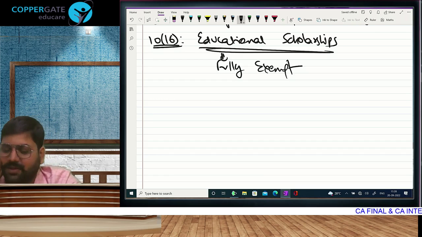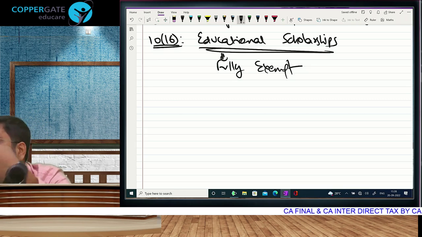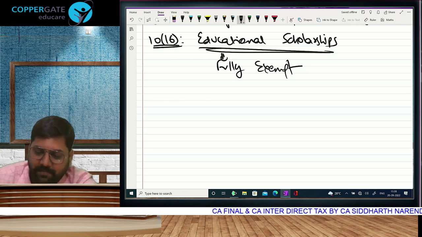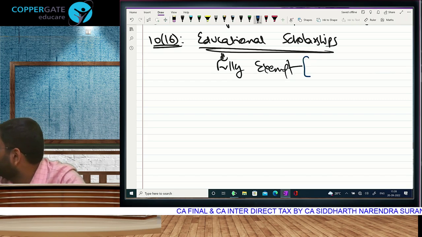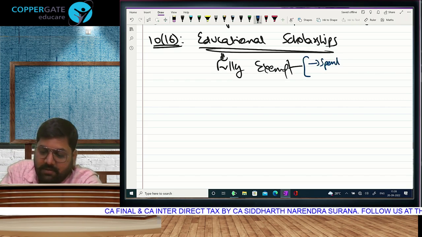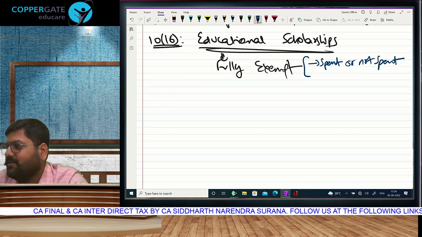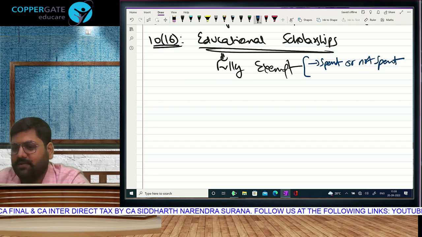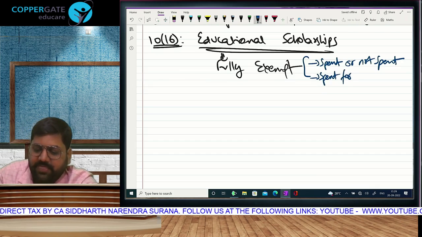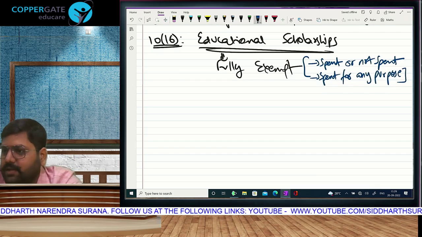The catch is only this, the provision is over. What purpose you use that scholarship money for is nowhere specified. What I am writing in blue is not written in the law. Whether you spend or you don't spend, whether spent for any purpose, it is exempt.